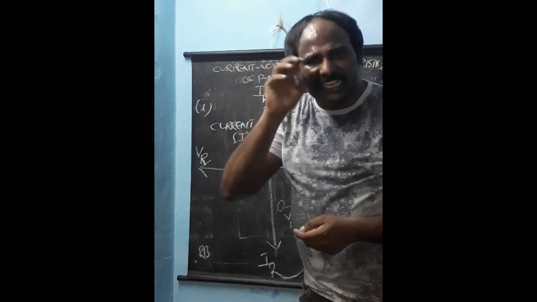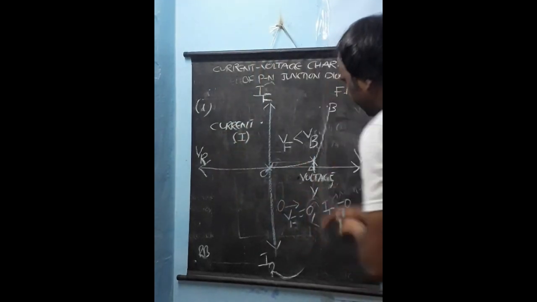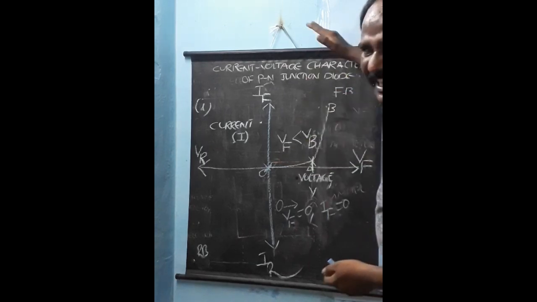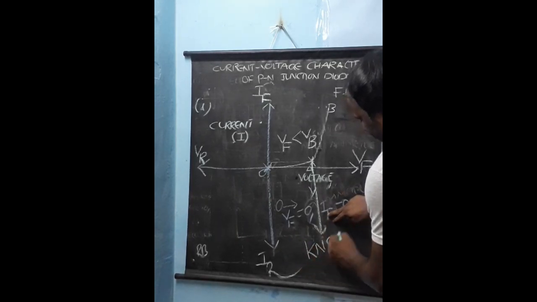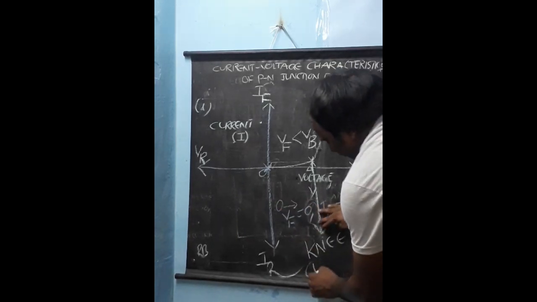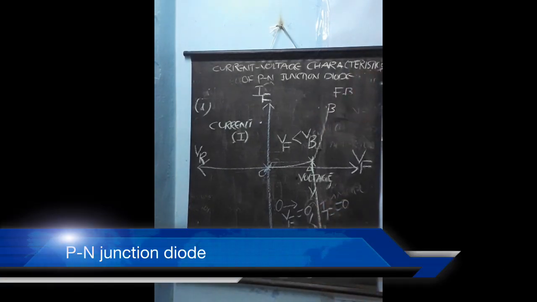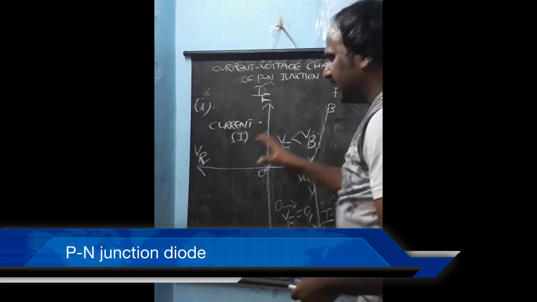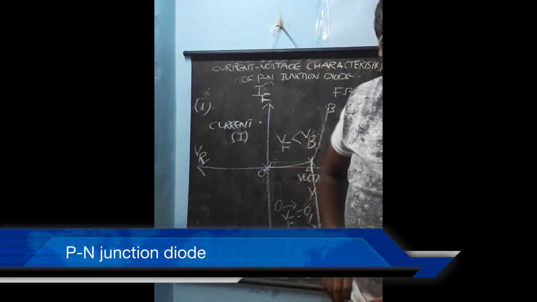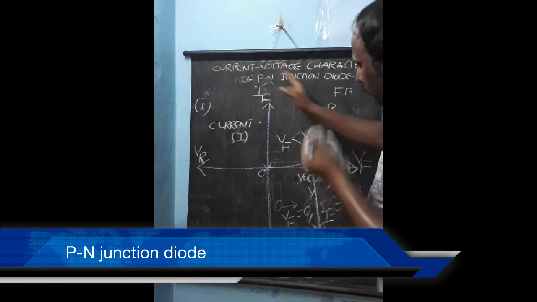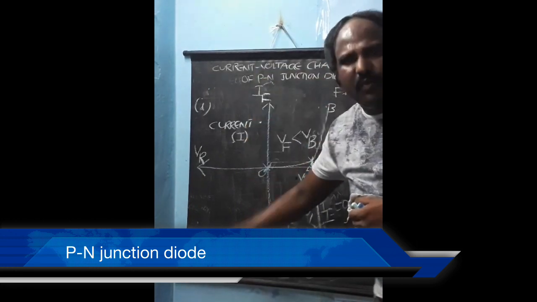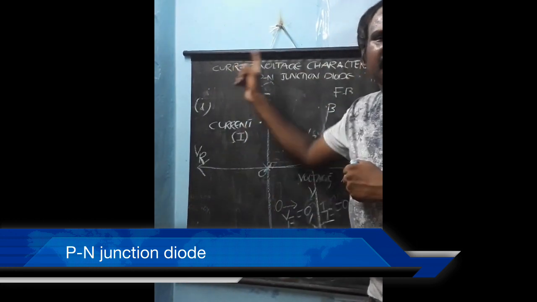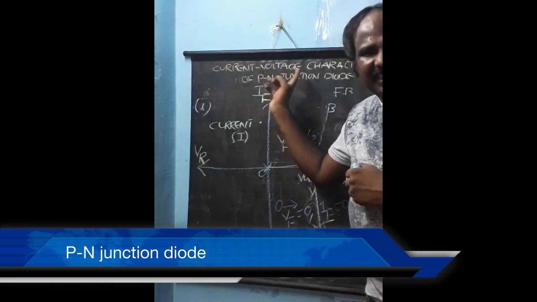So such voltage at point A, where current goes on increasing, is called knee voltage or cut-in voltage. There are a number of words for this, knee voltage or cut-in voltage. So these are the 3 important points in case of forward bias. So we have drawn a graph taking voltage along x-axis and current along y-axis. This is called current voltage characteristics of PN junction diode.